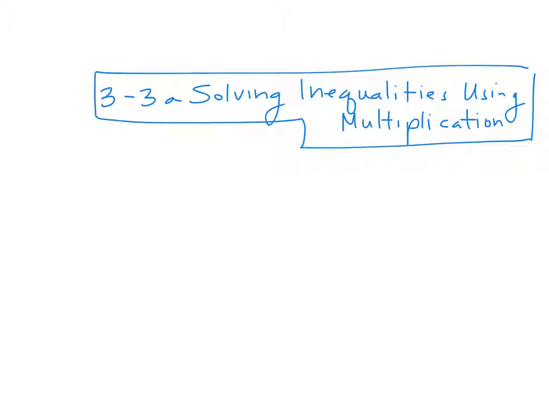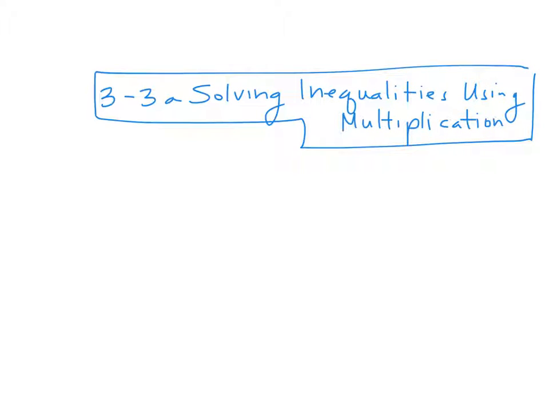Okay, so 3.3a, we're going to be doing inequalities. So we did solving inequalities with addition and subtraction in, was it 3.1 and 3.2? Or was that all 3.2? I think it was all 3.2. So today we're going to do multiplication for 3.3a, and then we're going to do division for 3.3b.